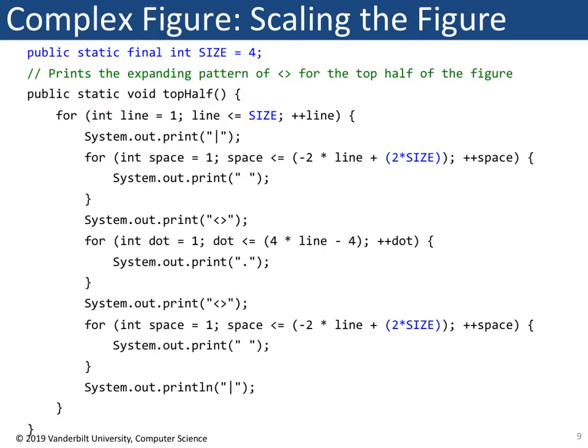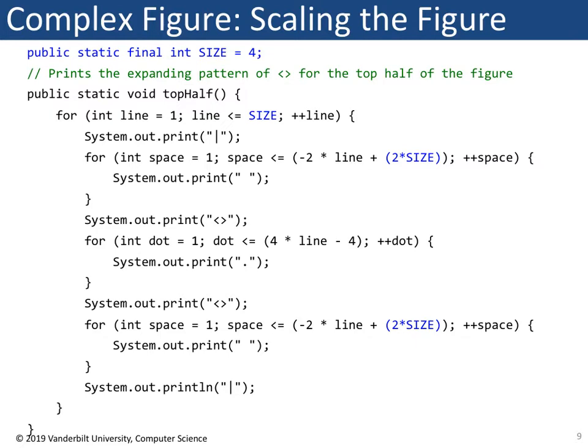So we want to have this Boolean expression be true for all numbers less than or equal to negative 2 times line plus 2 times size, counting by 1. So at the end of each loop, we are going to increment by 1. And that will print out the appropriate number of spaces such that we wind up with the left-hand spaces for the mirror. Then we print out the less than, greater than. Then we print the dots.